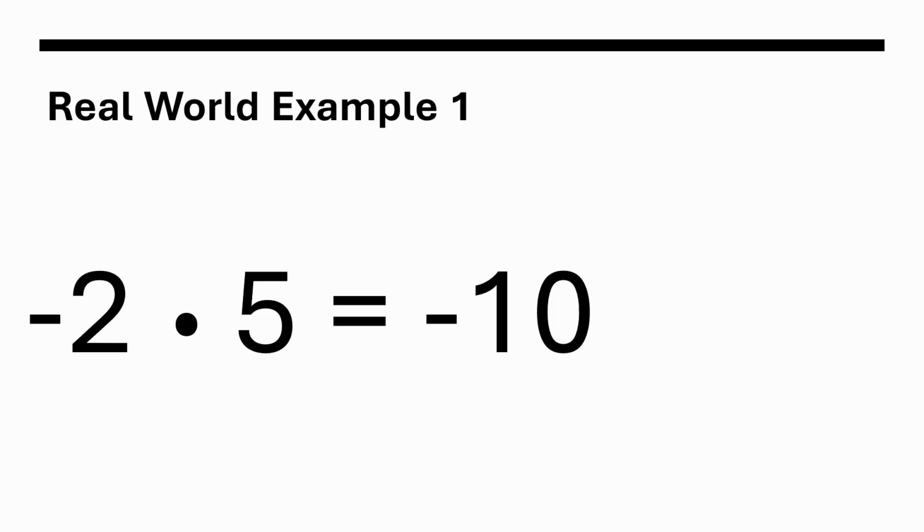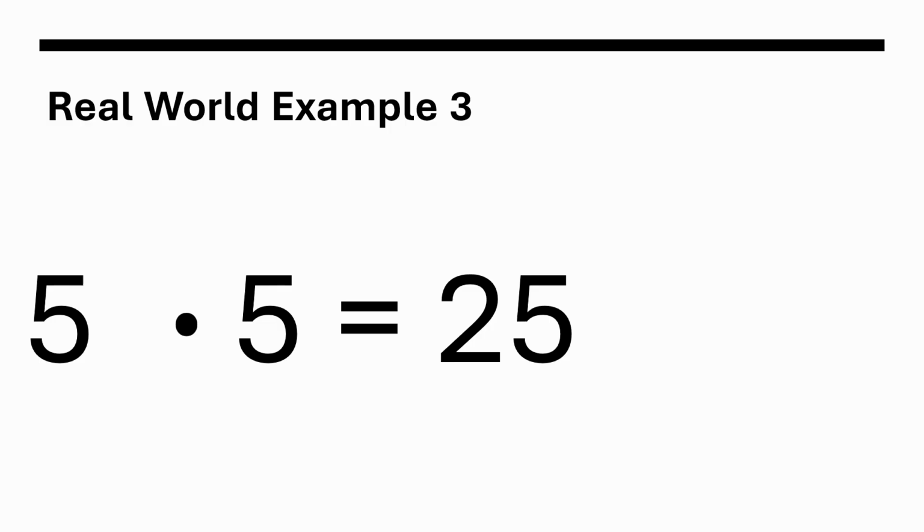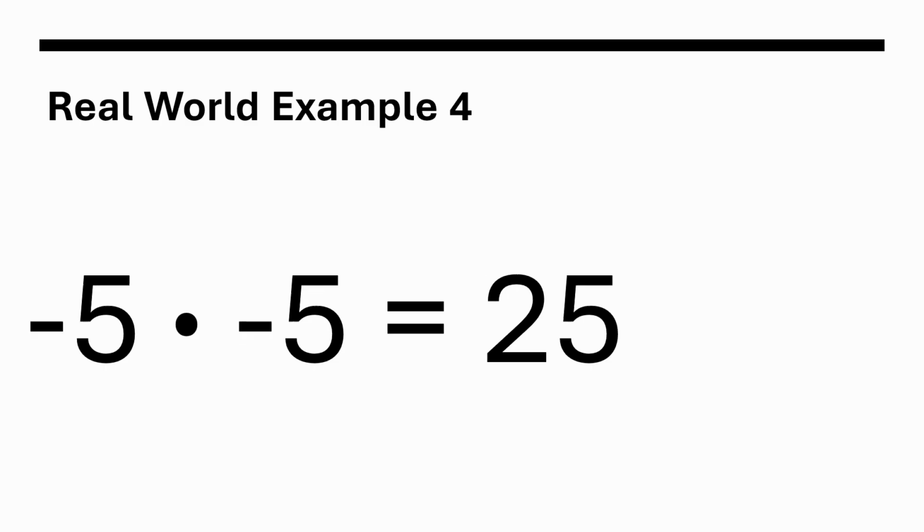Here we have multiplication real world examples. Number 1 is negative 2 times 5, which equals negative 10, because there's a negative in there. Even though there's a positive, there would always be a negative. Same way on the reverse side, there's a negative right here, so 5 times negative 5 equals negative 25. 5 times 5 equals 25 because they're both positives. Negative 5 times negative 5 would also equal 25, because it's negative 5 groups of negative 5, it will show like there's 25 in total even though they're negatives.